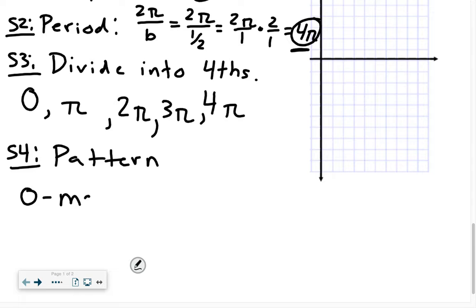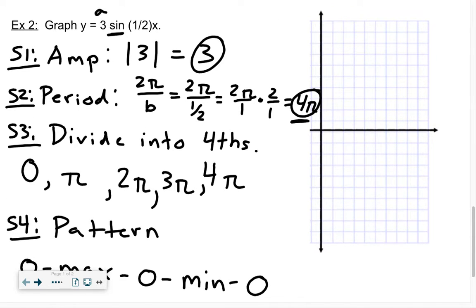So we're going to go from 0 to our max. Now that we hit our max, we're going to go back down to 0. And then we're going to go to our min. And then we'll go to 0. And believe it or not, this is all the essential information that we need to go ahead and graph this thing.